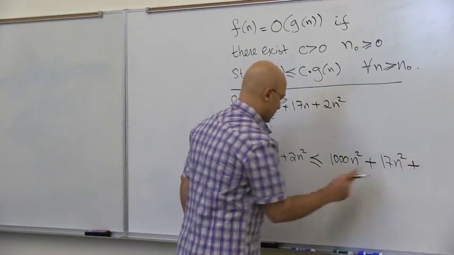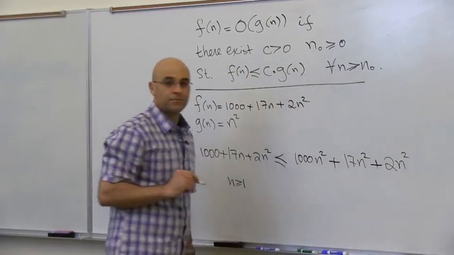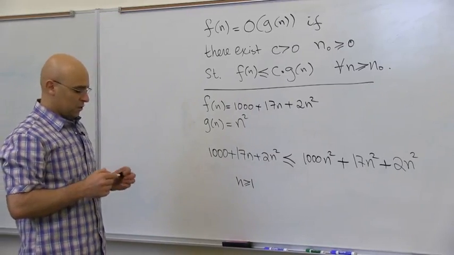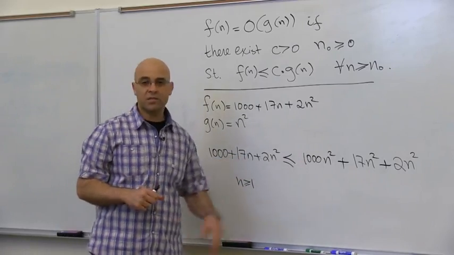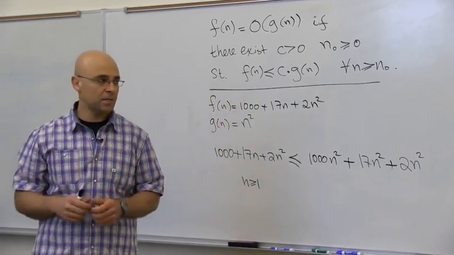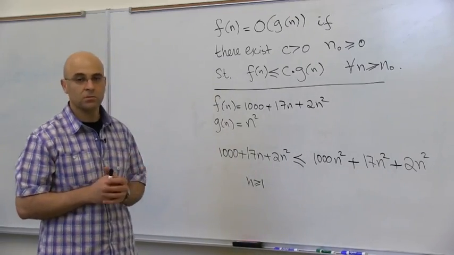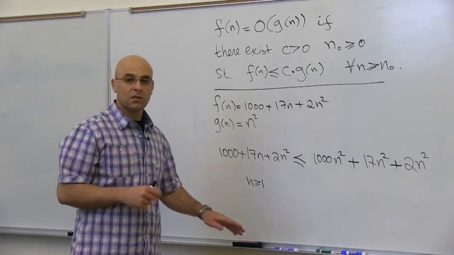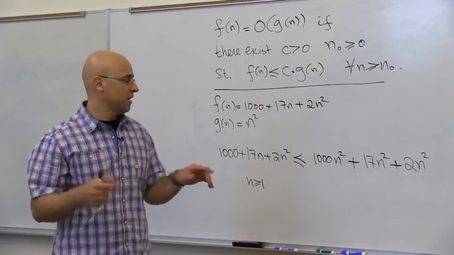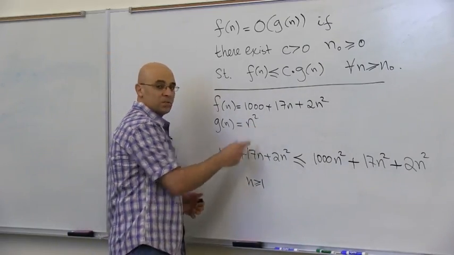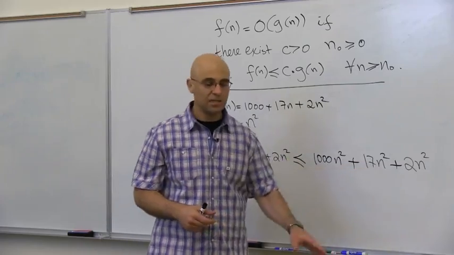Plus, 2n squared is smaller than or equal to 2n squared. Now, you might be asking, but also 1,000 is smaller than or equal to 1,000n. Or you might be asking, but 1,000 is also smaller than or equal to 1,000n to the 5th, which is true for this condition. Why did I choose n squared? Again, keep in mind that I'm trying to establish it as O of n squared.